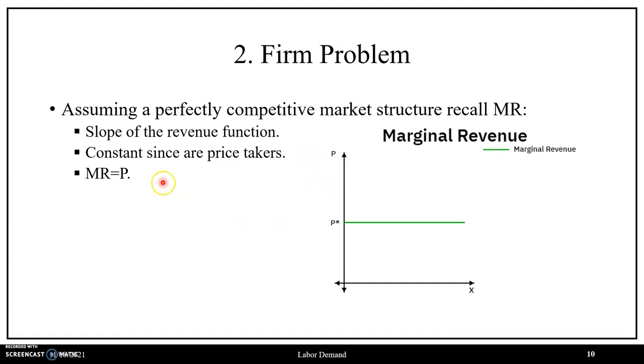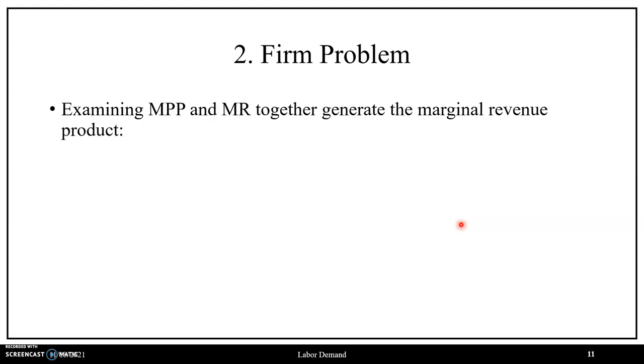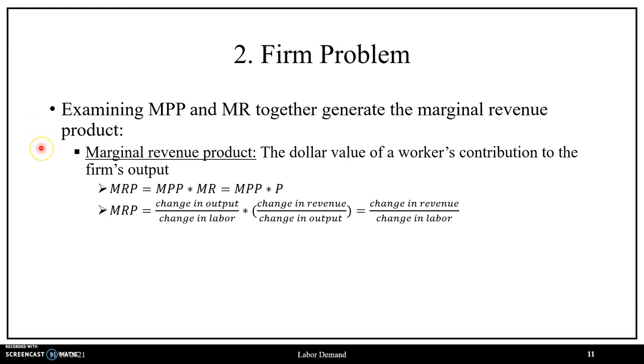And this gives us a constant marginal revenue curve, which we see on the right, where price is on the vertical axis and quantity is on the horizontal axis. Here we have the price point found in equilibrium for this particular product market, and this corresponds to our marginal revenue, or the rate of change for this firm's revenue structure. Now, with the rate of change of our production function and our revenue structure considered, let us see how we can examine the two together, and this will form the marginal revenue product, or the dollar value of a worker's contribution to the firm's output.